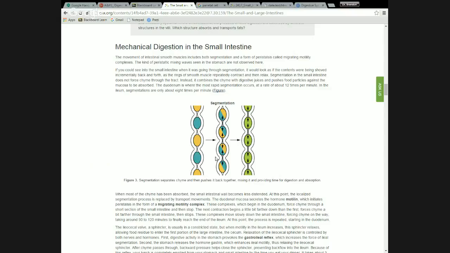Added to the segmentation is a peristaltic movement. So while it's going back and forth between pinching off in the middle of alternating segments, the longitudinal fibers are also helping everything move down the length of the small intestine. And that's a peristaltic wave moving these segments, which are also getting mixed up to help the food break up a little bit more.